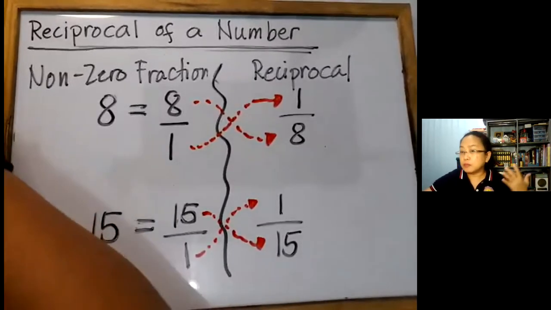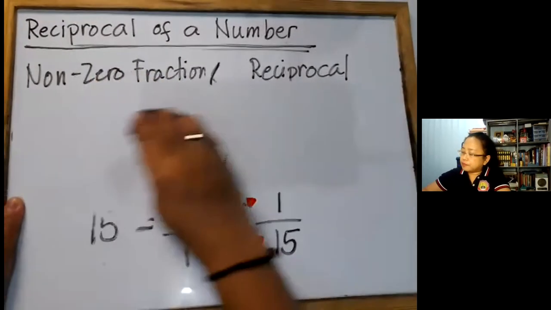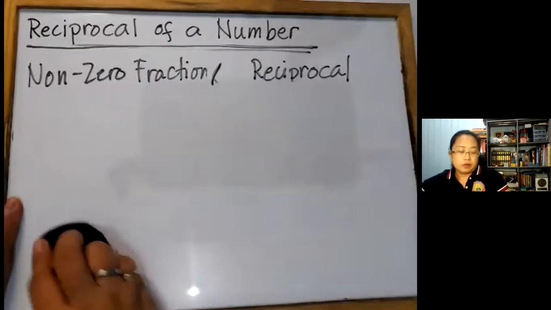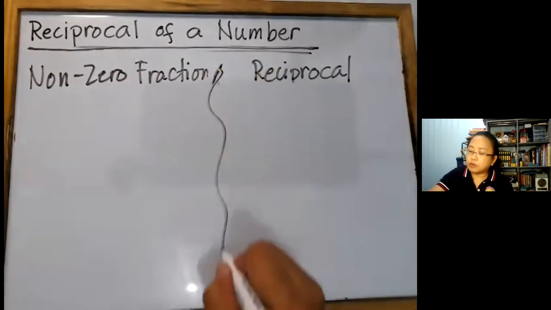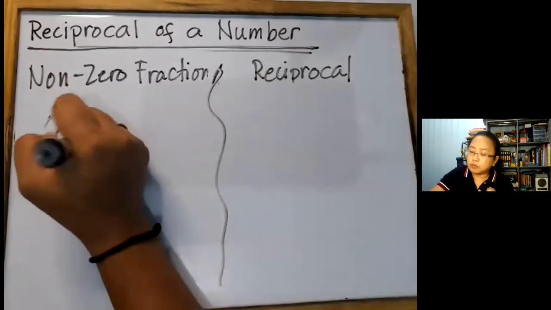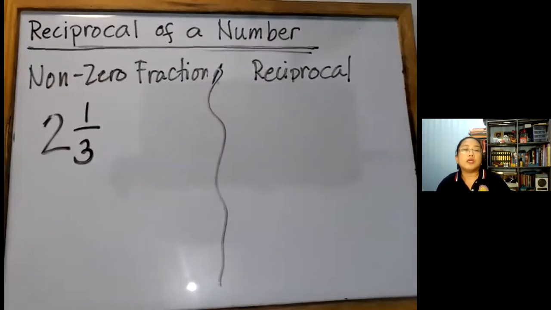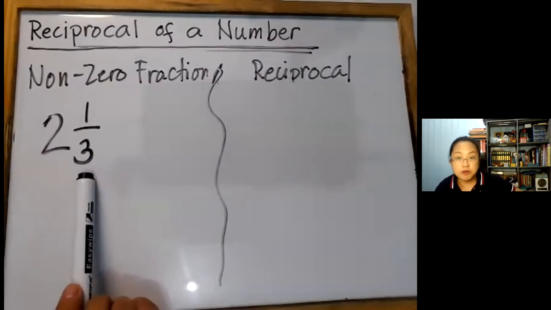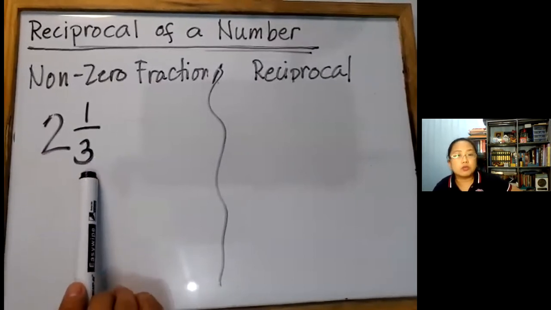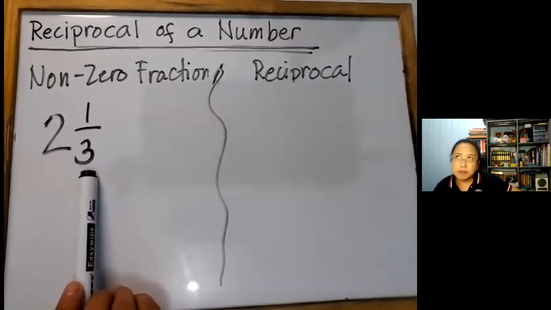Let's have mixed numbers naman. Okay? Suppose we have 2 and 1/3. Okay? 2 and 1/3 is a mixed number with whole number 2 and a proper fraction 1/3. So, what is the reciprocal of 2 and 1/3?